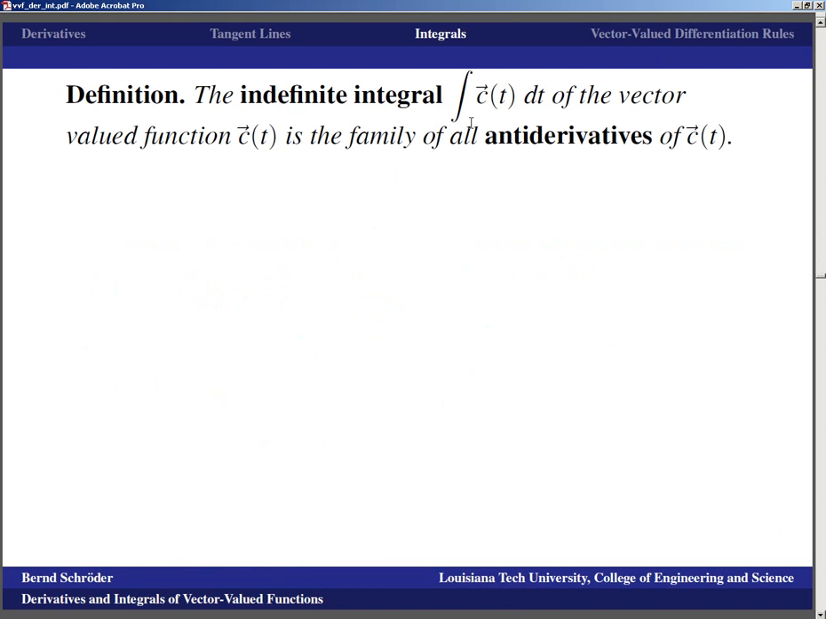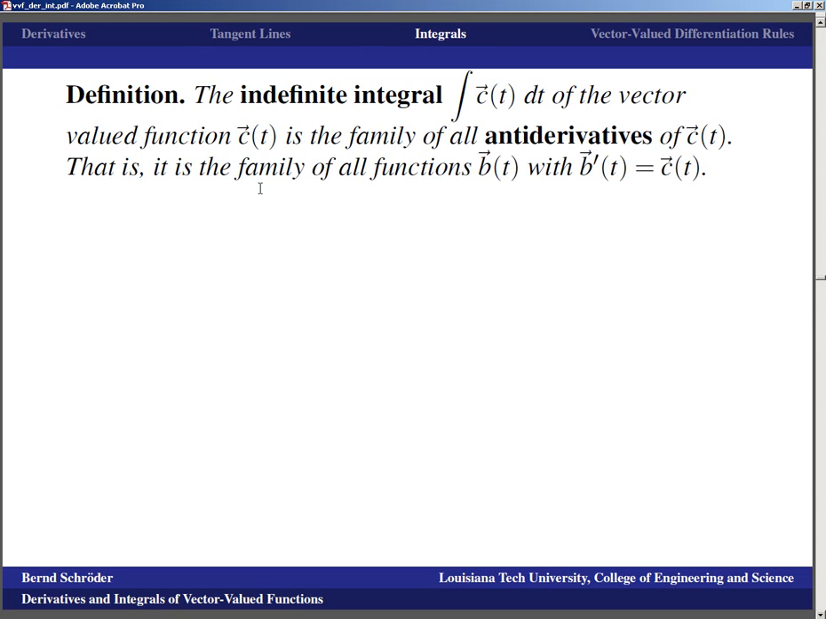Well, the indefinite integral of c of t dt of the vector valued function is the family of all antiderivatives of c of t. That is, it is the family of all vector valued functions b of t with b prime of t equals c of t. Again, what you want to do is anchor as much as possible to aid memory in things that you know from single variable calculus, and you realize this is the same definition as the indefinite integral in single variable calculus, except now we're working with vector valued functions.